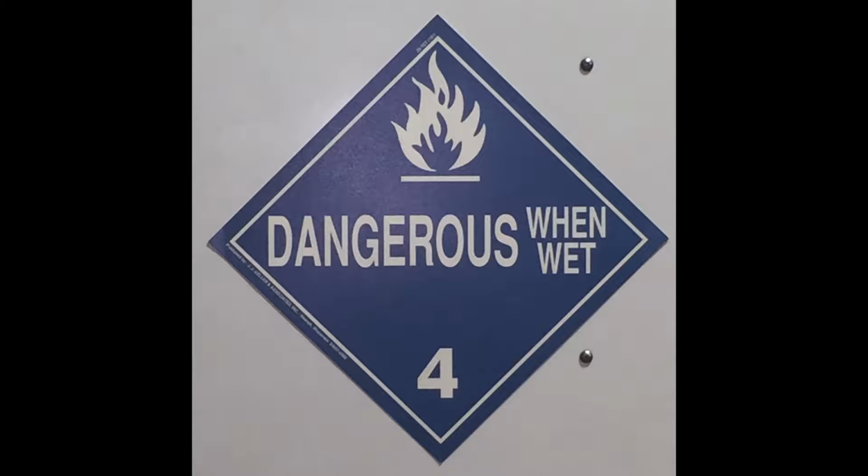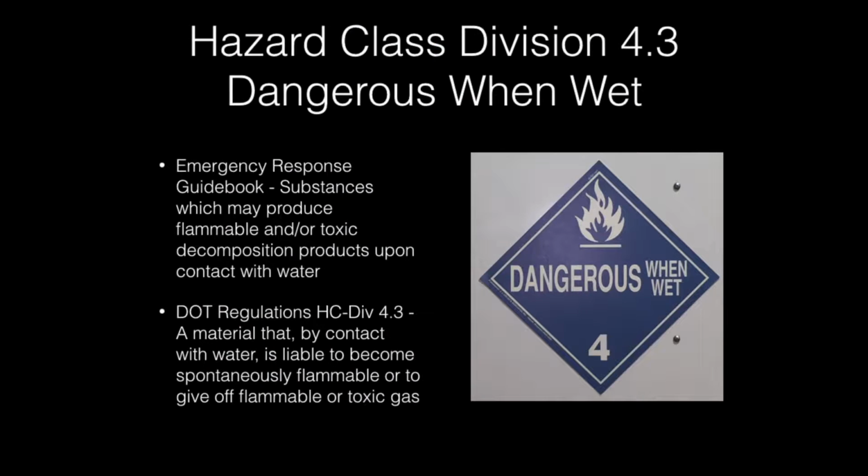The U.S. Department of Transportation requires that any amount or quantity of this type of material transported by highway or rail to be placarded regardless of weight or volume. As the wording or symbol on the placard implies, the definition of this hazard class and division is any material that when contacted with water is most likely going to become spontaneously flammable or give off flammable or toxic gas.